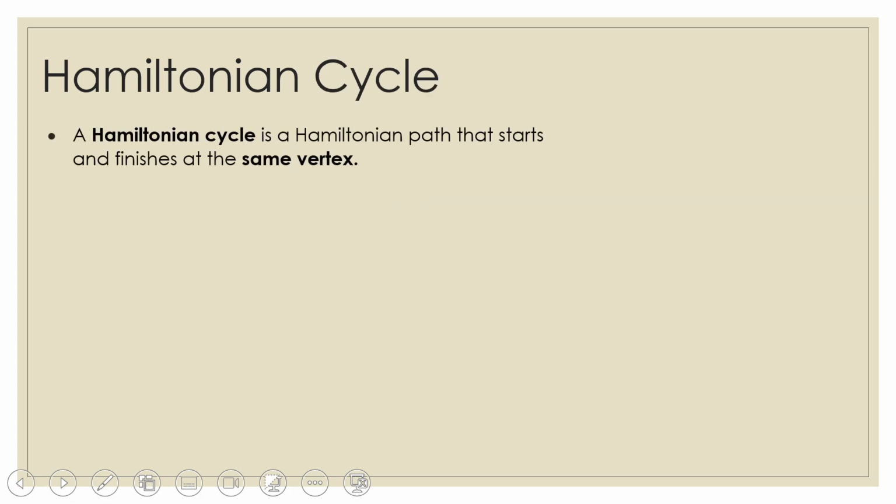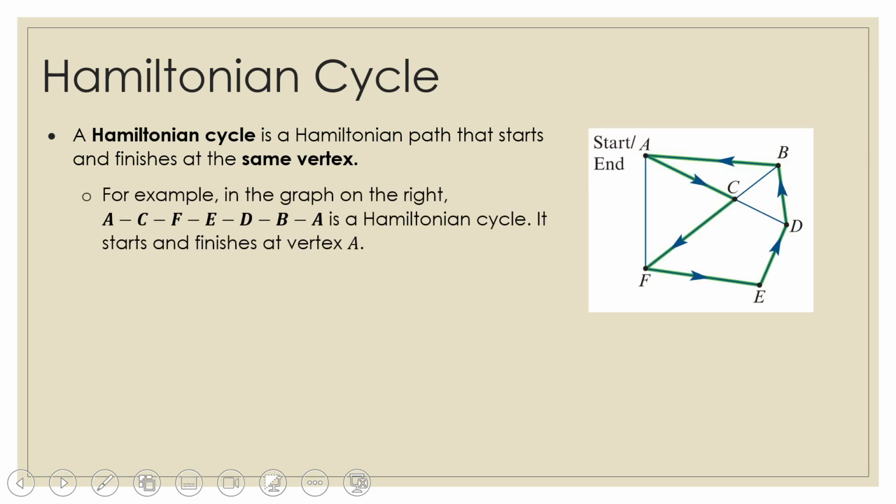A cycle: start and finish at the same vertex. As we can see here, once again, we haven't passed over this edge, or this edge, but we have in fact finished and passed over all of the vertices. You do notice we start and finish the same, making it a cycle. So a cycle means you start and finish at the same vertex.